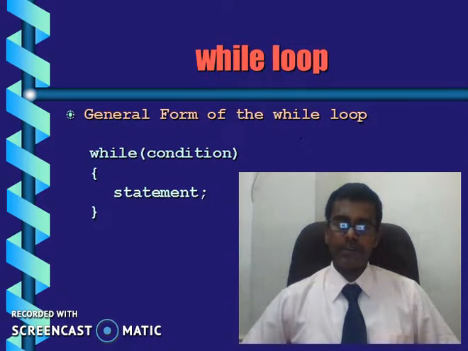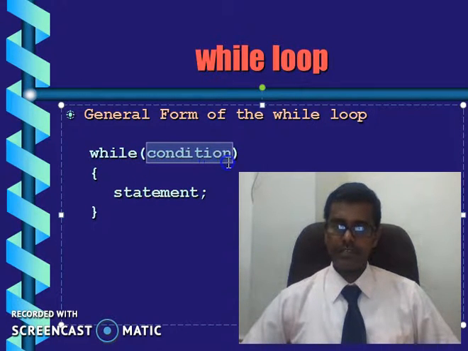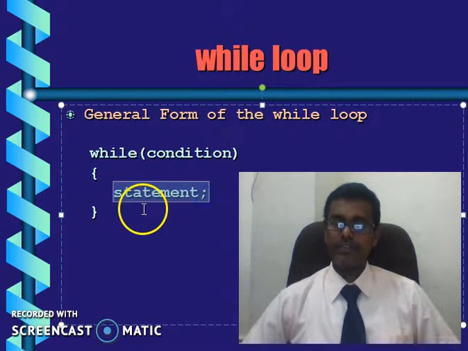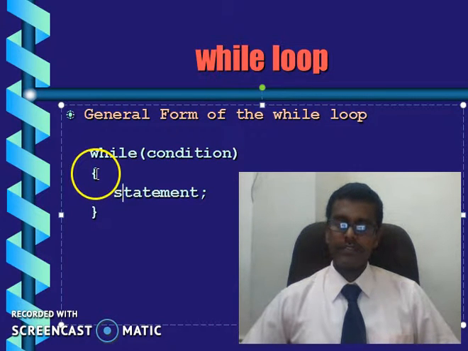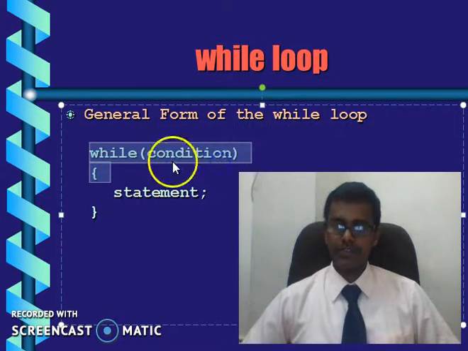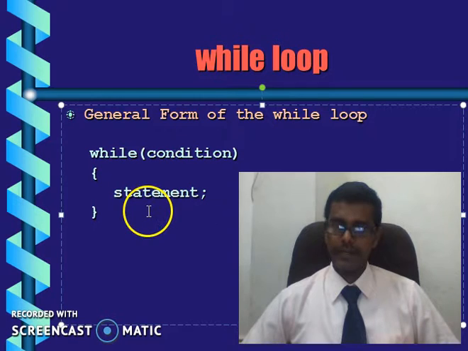Next we will see about while loop. The general syntax for the while loop is like this. We have a standard keyword called while, followed by a condition within the brackets, and then open brace, close brace, and within this we have a set of statements. The set of statements given inside this open and close brace will get executed, keep on, until this condition becomes false. So till the condition is true, these statements will keep on repeating.